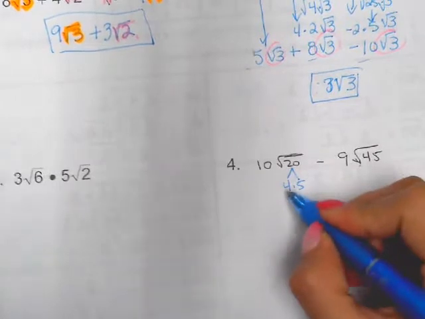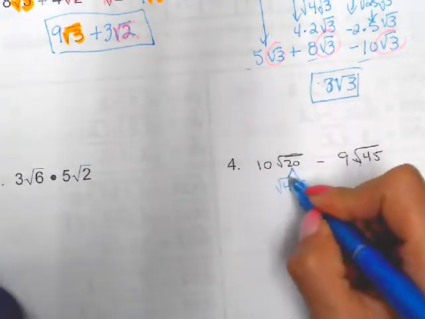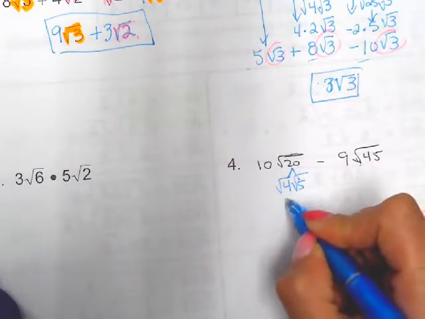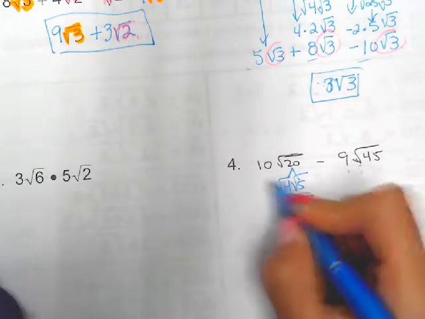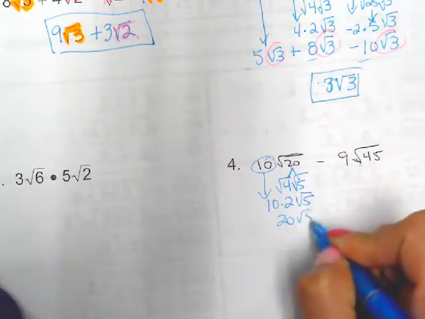So it's going to be 4 times 5 because 4 is a perfect square number. So let's square root the 4. That's a 2 and bring down the square root of 5. Don't forget there's a 10 in the front, so bring it down and multiply it. 20 square roots of 5.